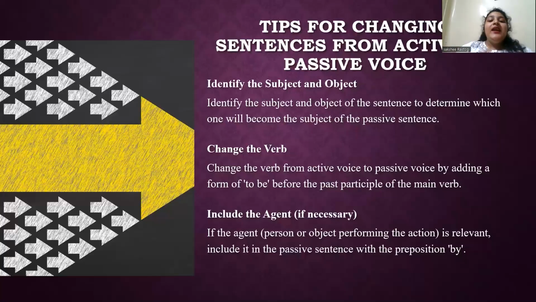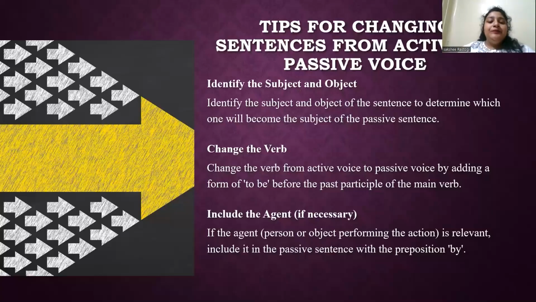So remember that you have to adjust the sentence structure and verb form to conform to passive voice rules. What is the meaning of "include the agent if necessary"? When changing a sentence from active to passive voice, you can include the agent. The agent means the one performing the action, using the preposition by.